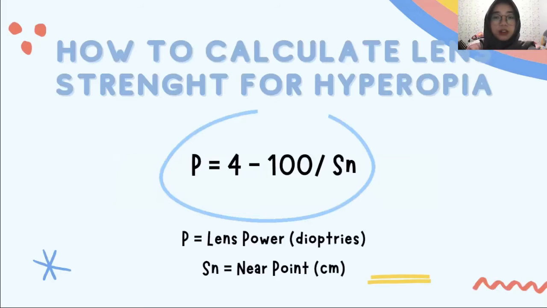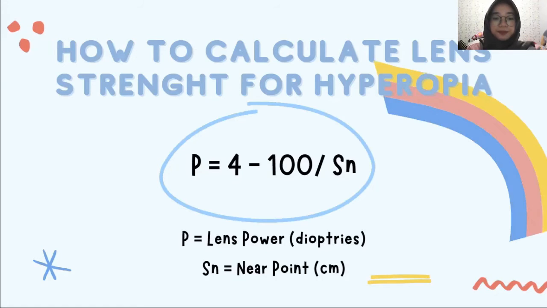Then we calculate the lens strength for hyperopia using this formula. P, the lens power in dioptres, equals 4 minus 100 over Sn, where Sn is the near point in centimeters.